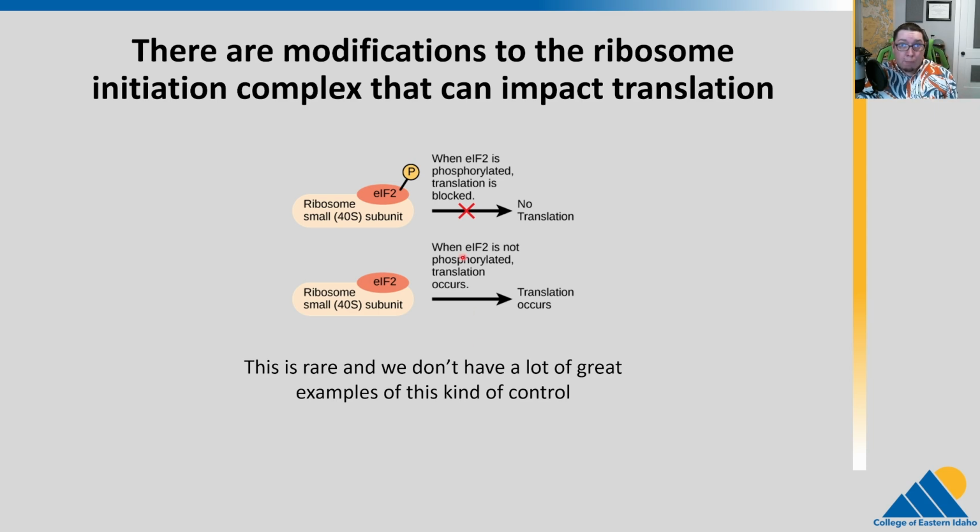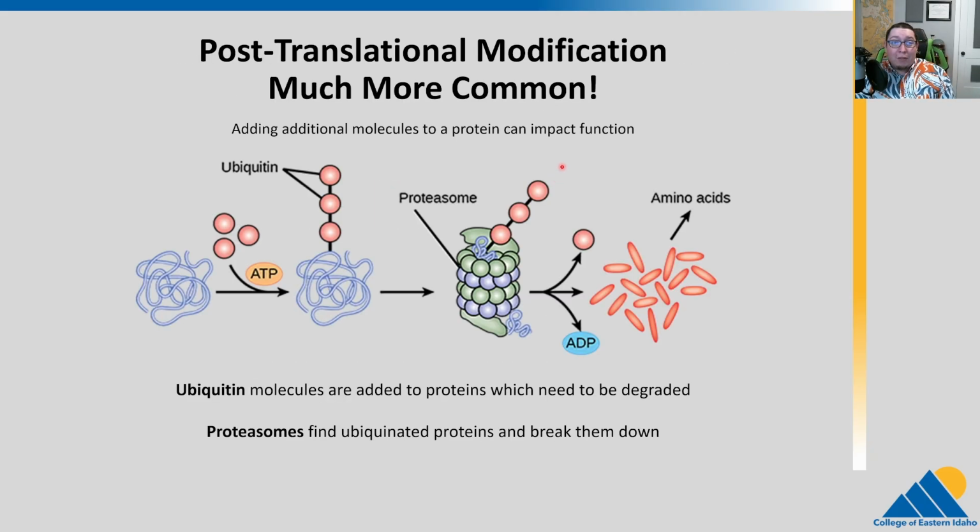In my time in science, over at least 10 years here, I've seen maybe one really good example where somebody was saying that there was translational control occurring. That's very, very rare, right? But what does happen a lot is what we call post-translational modification. It's really a lot more common. So we made our protein and it folded, then we can modify it in some way, adding additional molecules that might impact the protein's function.